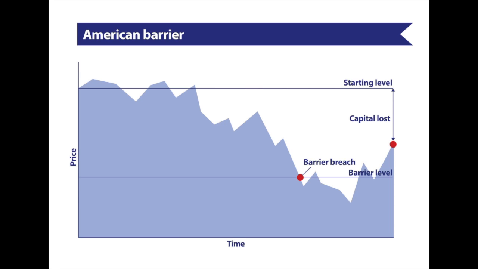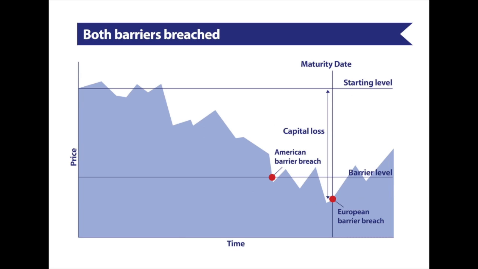Let's say the maturity date was earlier in this product. What is the effect now? Both barrier conditions have been breached, regardless of whether it is a European barrier or an American barrier. In this case, the final payout is the same under both types of barrier condition.